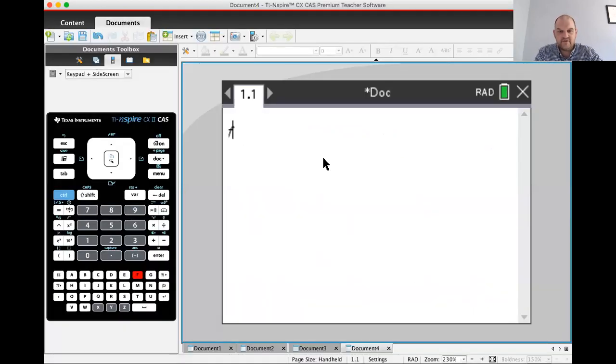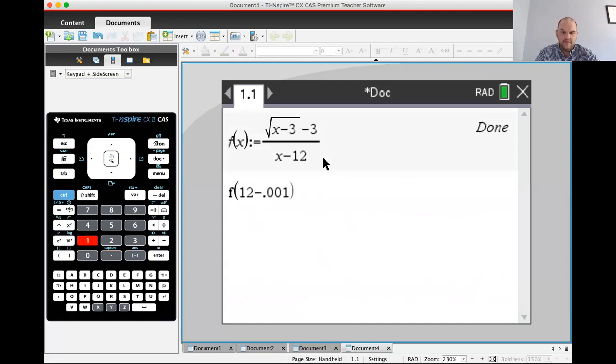All right, and I'm going to define a function, f of x, and I'm not going to call it anything: square root of x minus 3 over x minus 12. Okay, so I need to be within 0.001 of 12. So if I do f of 12 minus 0.001, I get 0.166671. Let's do f of 12 plus 0.001. So we're really close.